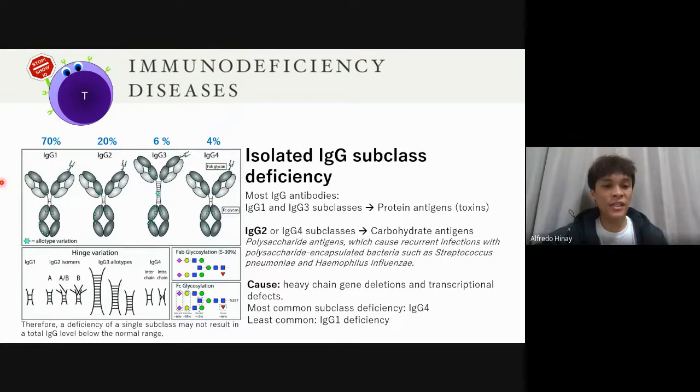Therefore, a deficiency of a single subclass may not result in a total IgG level below the normal range. Why? Because if there is a mutation or a problem with your IgG4 deficiency, then the total number of your IgG will not be affected, because it is only 4%. Unless IgG1 is the one affected. However, as mentioned by Stevens, the least common is your IgG1. So we are okay there, class. Okay?